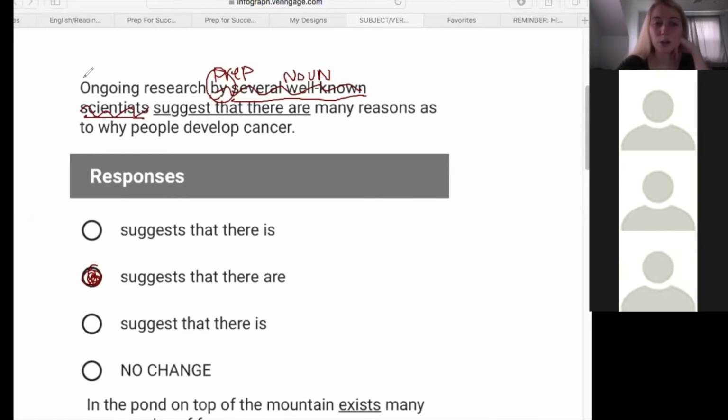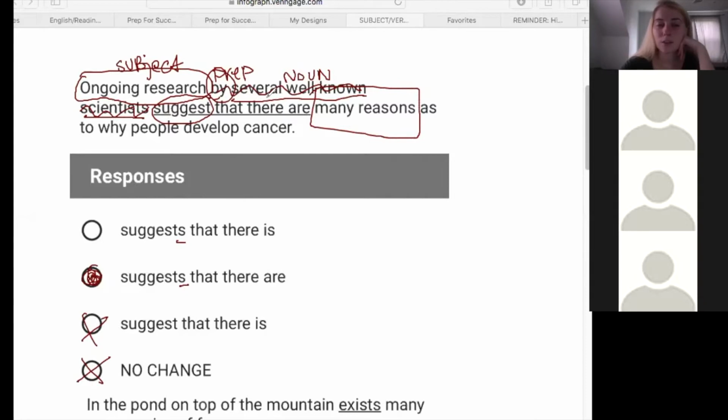So now we got ongoing research, and that simply is my subject. So now that that's my subject, now we could go ahead and say ongoing research suggests. Well, notice the problem there, I have no S and no S combination, so that's no good. So right away, I know that I need to have the S here. Now we say that is or are. So how do you recognize the is or are? Well, this is no longer based off the ongoing research. Now it's actually based off of the many reasons.